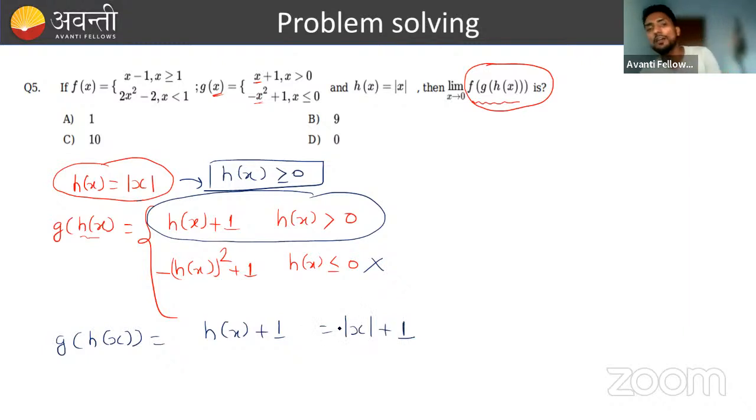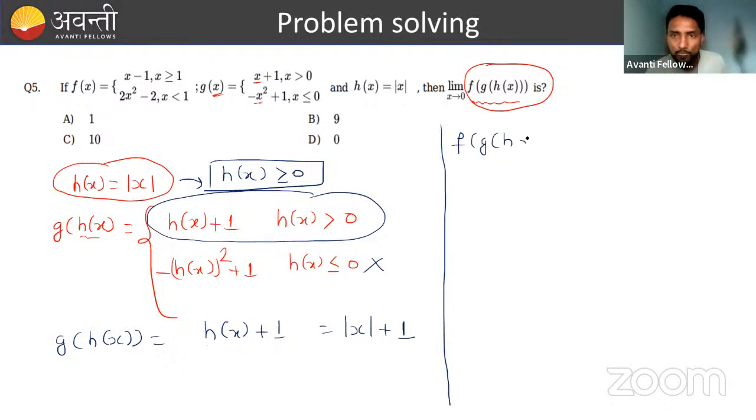So from here, we have got g of h of x. Now we will try to find f of g of h of x. You know that f of x is x minus 1 if x is greater than or equal to 1. So in place of x, I will replace it with g of h of x.